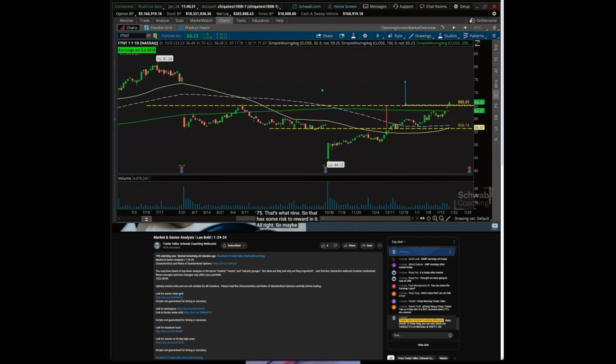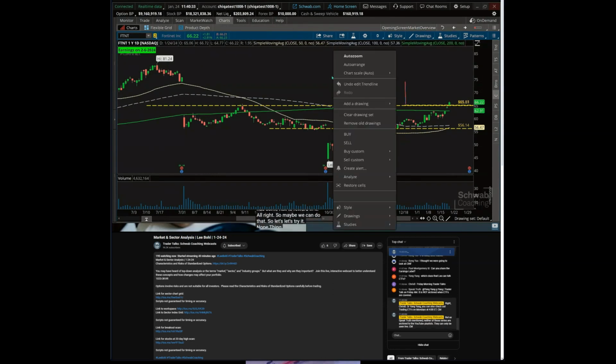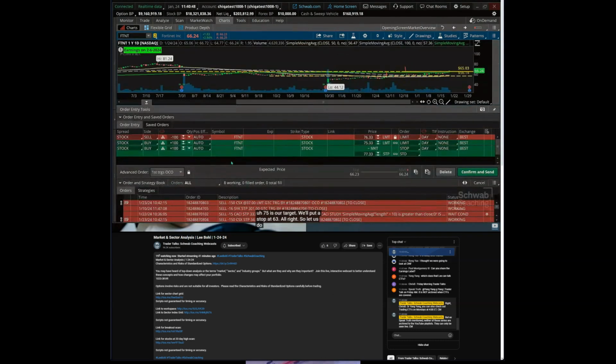So let's try it, knowing that we'll have to check it before earnings. We would do that buy with a custom, and we could do it with a bracket. We have the 75 as our target. We'll put a stop at 63. All right. So let us do that. This stock is trading at $66. We try to do about $5,000, so it'd be like 90 shares. All right. So it's breaking out. Maybe we just buy it at the market. And our target would be around, we said, around 75.